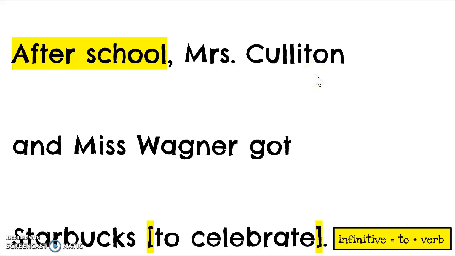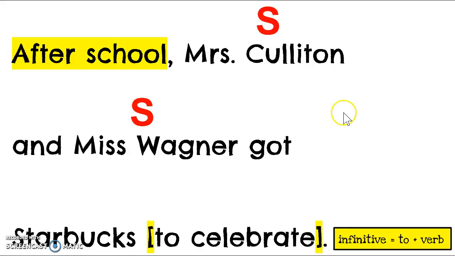After school, Mrs. Culleton and Miss Wagner got Starbucks to celebrate. Go find this sentence. We're going to start by highlighting our prepositional phrase. I see an infinitive over here, to plus a verb, to celebrate. So I'm left with Mrs. Culleton and Miss Wagner got Starbucks. Who's the sentence about? Well, I've got two subjects. It's about Mrs. Culleton and, because I have a conjunction here, Miss Wagner.